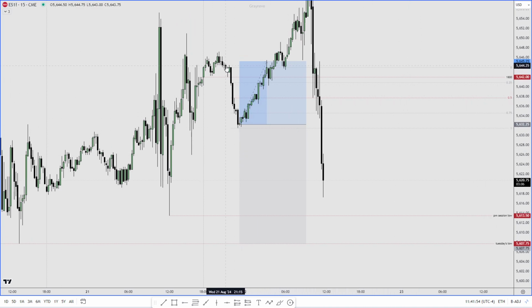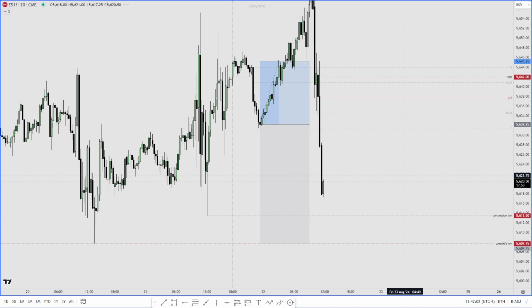Alright, so you're waiting for this breaker here. On the 20 minutes you have the breaker and you have the fair value gap. But I'm not sure if it is going to trade into that level.